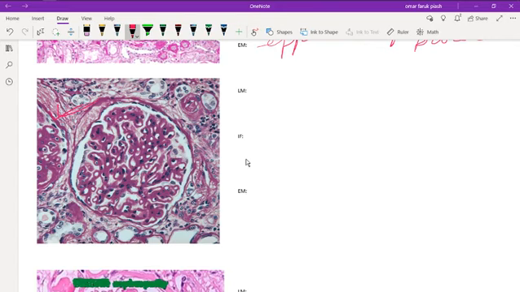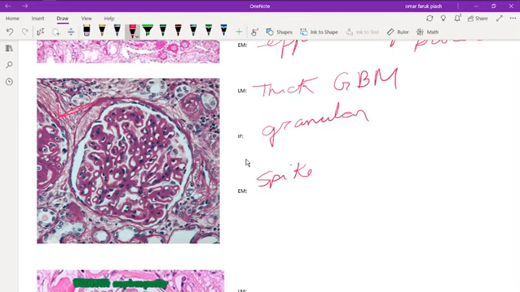On light microscopy, as the name says, there is thick glomerular basement membrane with diffuse capillary involvement. Immunofluorescence is granular. On electron microscopy, there is a spike and dome appearance of subepithelial deposits.